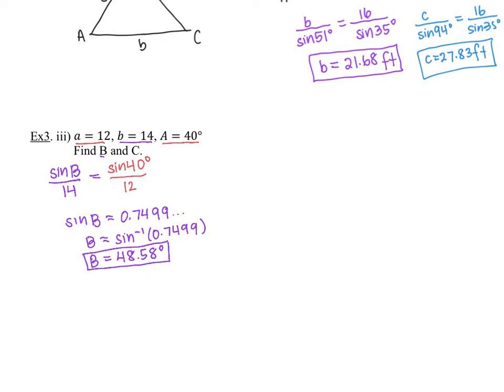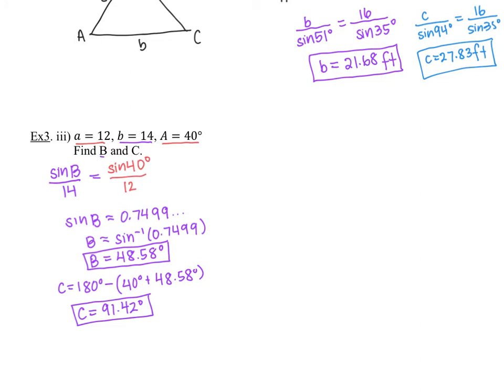So I'm going to go ahead and find angle C with this angle, and then I'm going to go back to this particular equation and think about it again. Okay, now if angle B is 48.58 and angle A is 40 degrees, I can now find angle C just by subtracting. Okay, now I'm going to go back to my sine B equation.